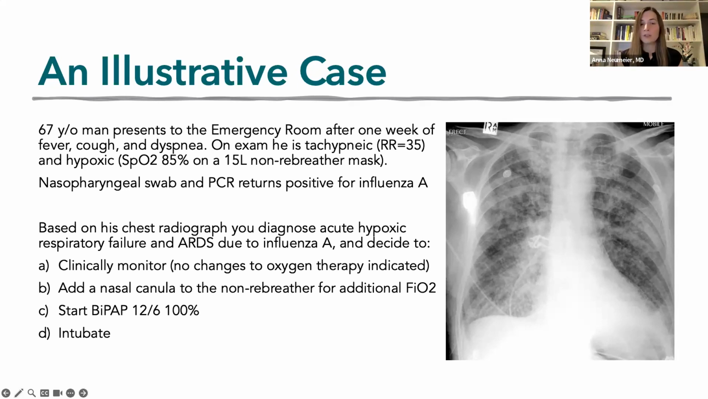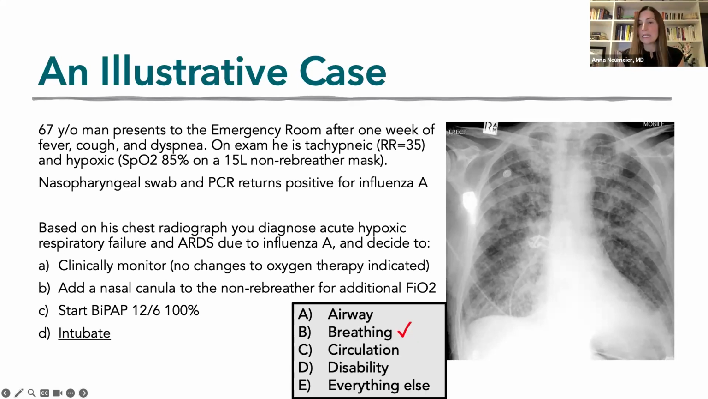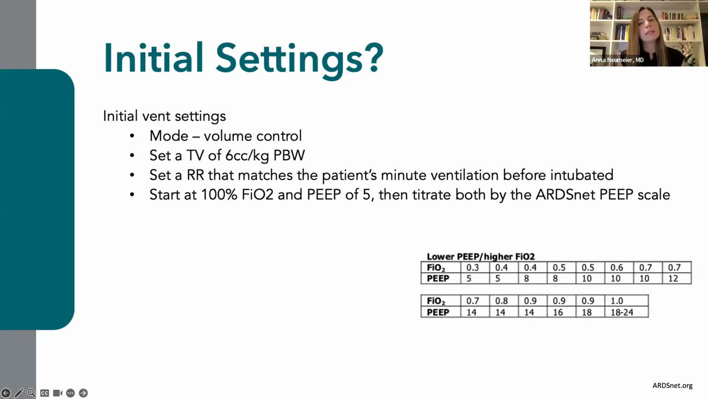And you decide to, these are your options. A, clinically monitor, no change in oxygen therapy. B, add a nasal cannula to the non-rebreather for additional FiO2. C, start non-invasive ventilation on a BiPAP setting of 12/6 with 100% oxygen. Or D, intubate. The best answer here is intubate, and this is a reminder of our ABCDE conceptual framework that in a patient who has rapidly progressive oxygen requirements due to conditions that are not rapidly reversible, the best therapy is invasive mechanical ventilation. So what might the initial settings look like?